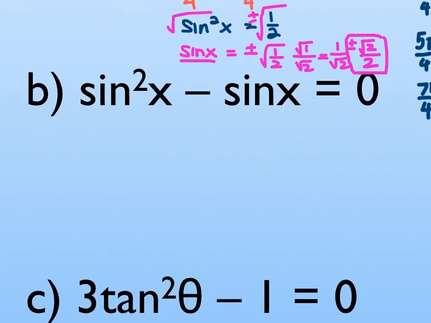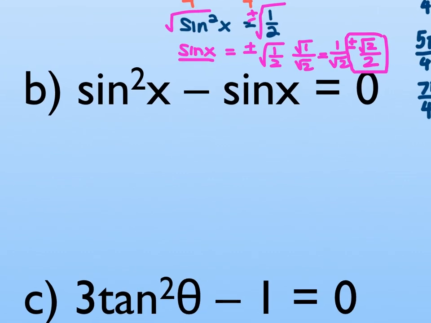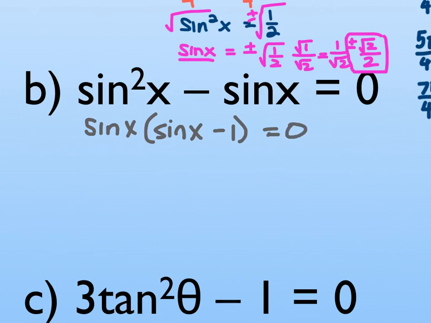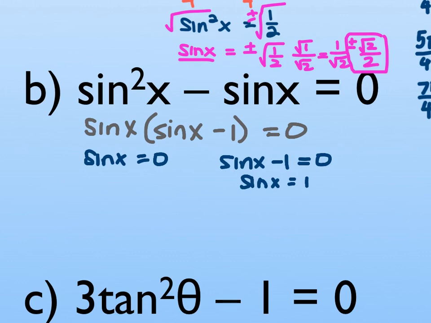All right, B, sine squared x minus sine x equals 0. So hopefully this time you realize there's a squared and a to the first power, which means I'm going to factor. I can take out the sine. So I'd get sine of x times sine of x minus 1. And then if either of those terms equals 0, then the entire thing equals 0. So I can split it and say sine of x equals 0 and sine of x minus 1 equals 0. Solve the right side and I get sine of x equals 1.